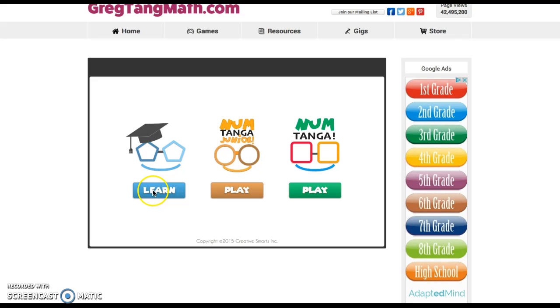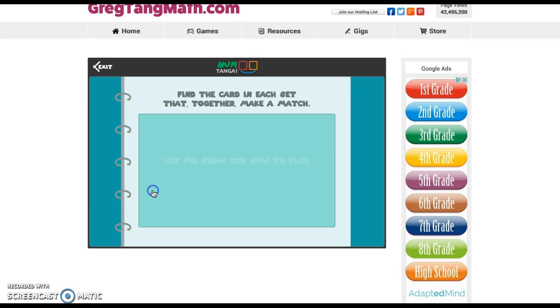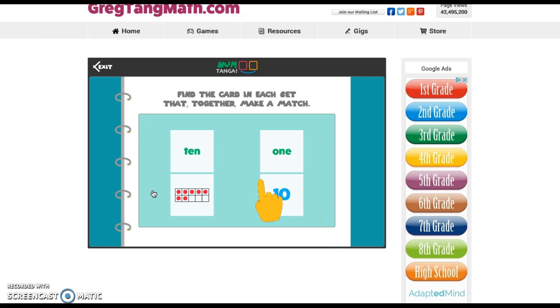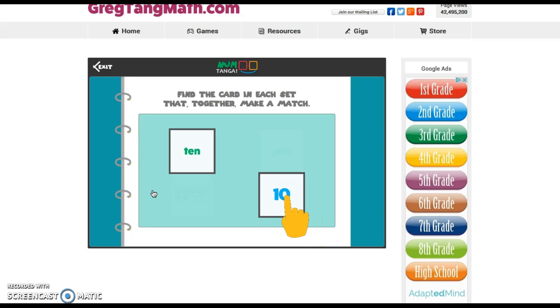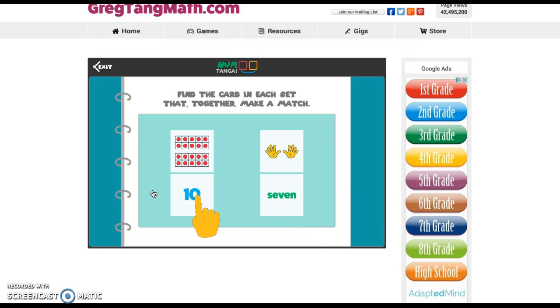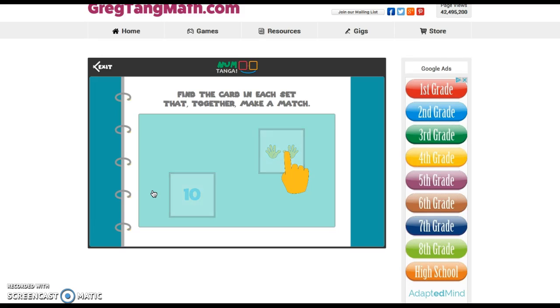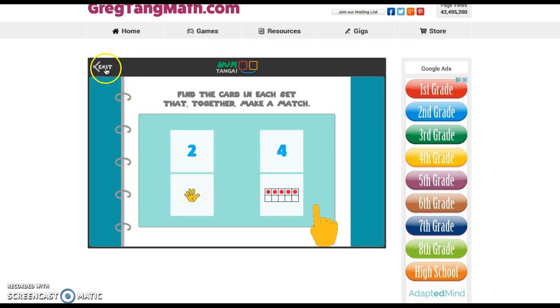If you start over here and you can click on the Learn button, it's going to teach you how to play the game. So there's going to be cards that show up on the left and the right, and essentially you have to find the two that are the same. It could be 2 images, it could be 2 words, it could be a numeral representation in a word, or a numeral representation and a model. So it's going to go through and it's going to show you how to play.